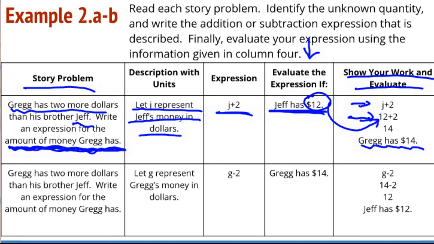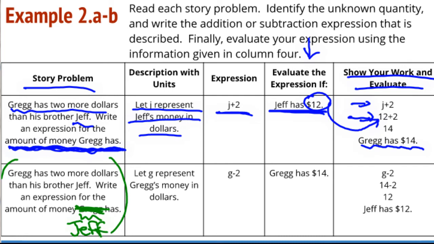All right, same situation. Looking at this next example, same situation here. Greg has $2 more than his brother Jeff. But in this case, we're going to think about it differently. The amount of money that Greg has. You know what? I'm pretty sure that's supposed to say Jeff. Yep, another typo. The amount of money that Jeff has.